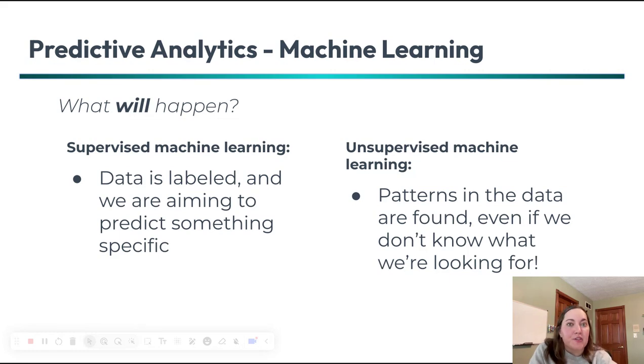In unsupervised machine learning, there are patterns in the data and we're using different algorithms to come up with those patterns, but we're not predicting a specific column in the data set. So rather than predicting whether this team is going to win or lose, we might try to group basketball teams together.